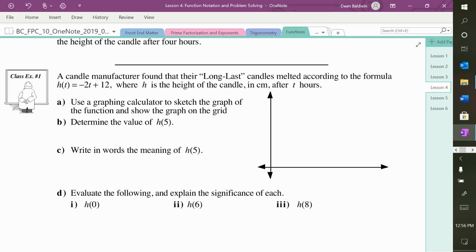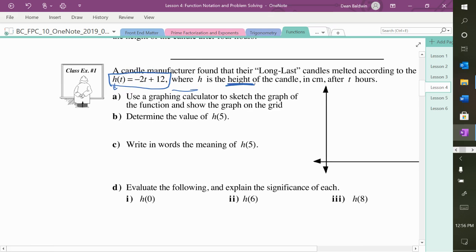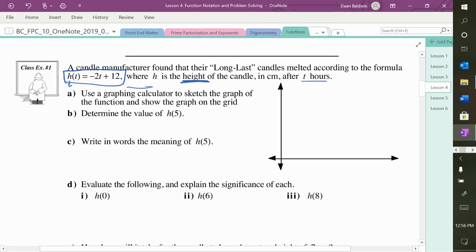So, we have a candle. It melts according to this formula. So notice, what do you think the H stands for? Height. It's the height of the candle. And T is time in hours. Which one goes on the x-axis? H or T? Time. What do you call it if it's on the x-axis? Independent or dependent? Independent. So time in hours, and the height in centimeters is up here.